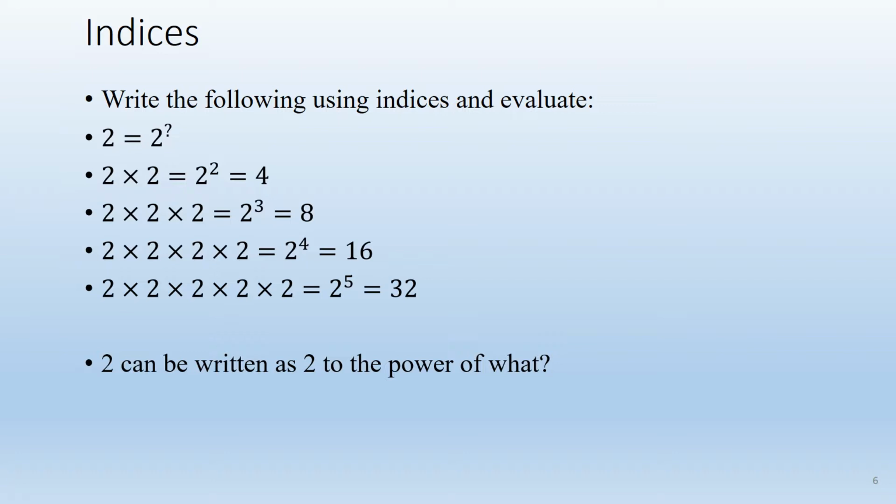Now what about 2 itself? We have 2, 4, 8, 16, 32 as our pattern as we go down, and we are multiplying by another 2 each time we go down. And our powers here are 2, 3, 4, 5. That's the number of 2's that are being multiplied. So following that pattern, what do you think the power would be for just 2 itself? Well, we can see that it would be 2 to the power of 1.